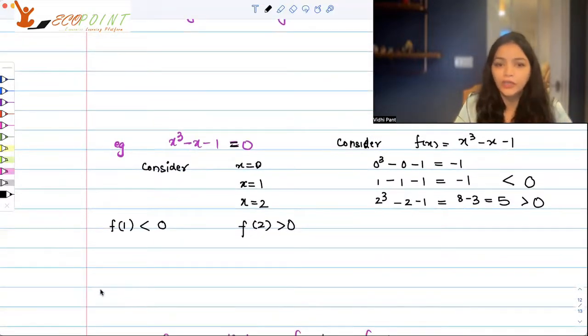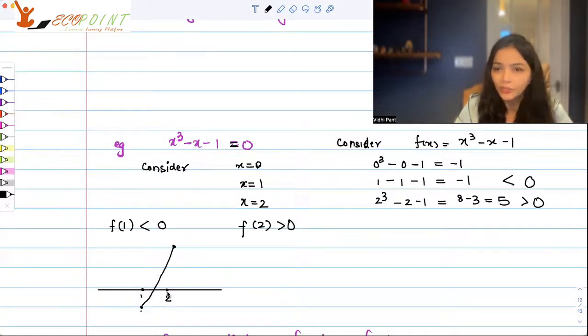Logically, if you think of the graph of this function, I'm not graphing it completely, but I'm just trying to tell you here what is happening. When x is 1, the value of the function is negative. So the graph, since it's a polynomial, is continuous. It must be continuously rising and reaching a positive value at 2, right?